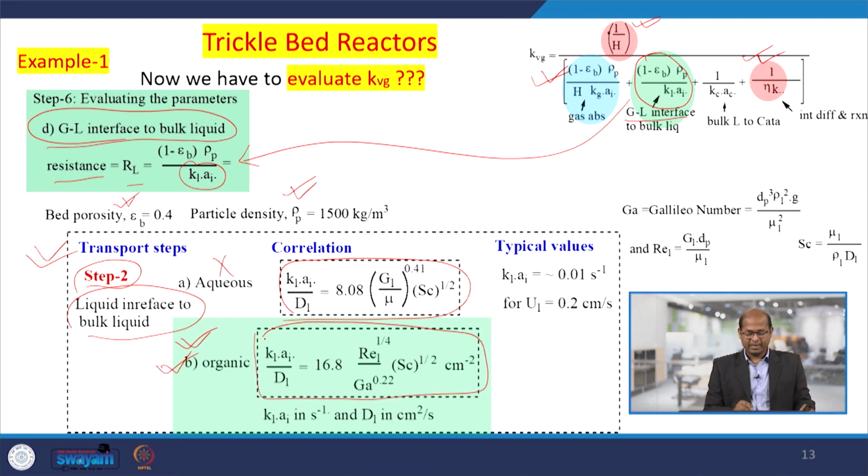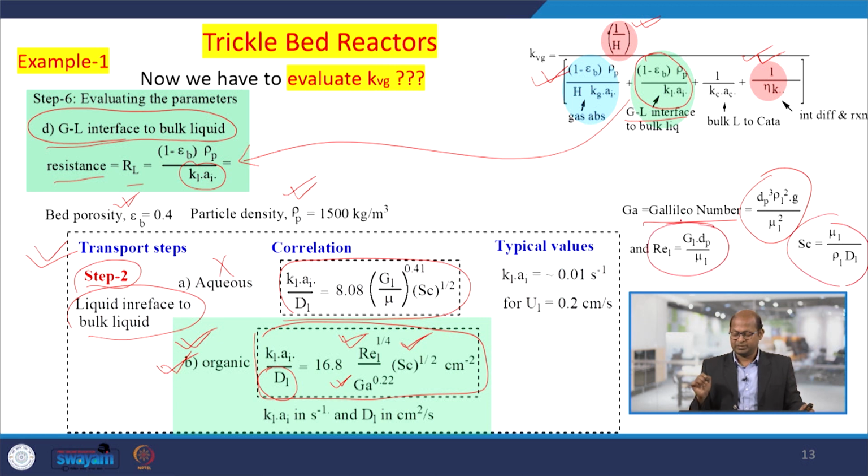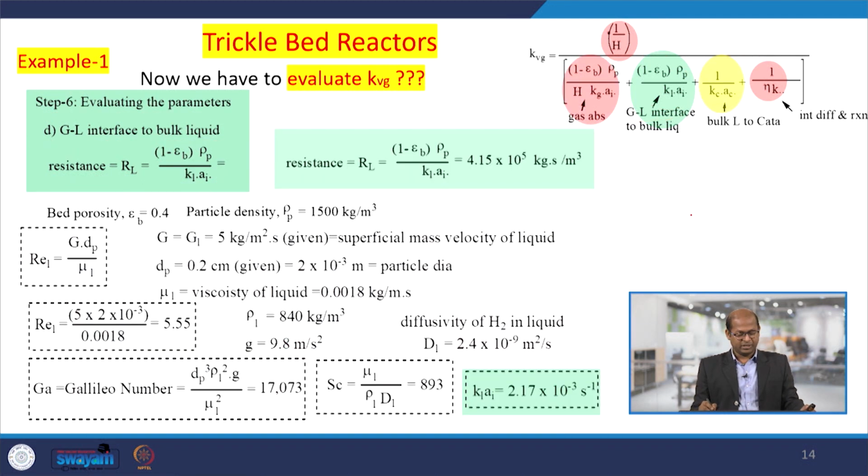Here the Galileo number, Reynolds number, Schmidt number we have to find out, and D_L, the diffusivity of the liquid, is given. So, what is the Galileo number? The Galileo number is this, the Schmidt number is this, and the Reynolds number for this particular system is this. So, these are the components you have to find out by considering liquid viscosity, diameter of the particles, superficial mass velocity of liquid. Everything is given, the data are given, the G value is also given. So, all these components we can find out.